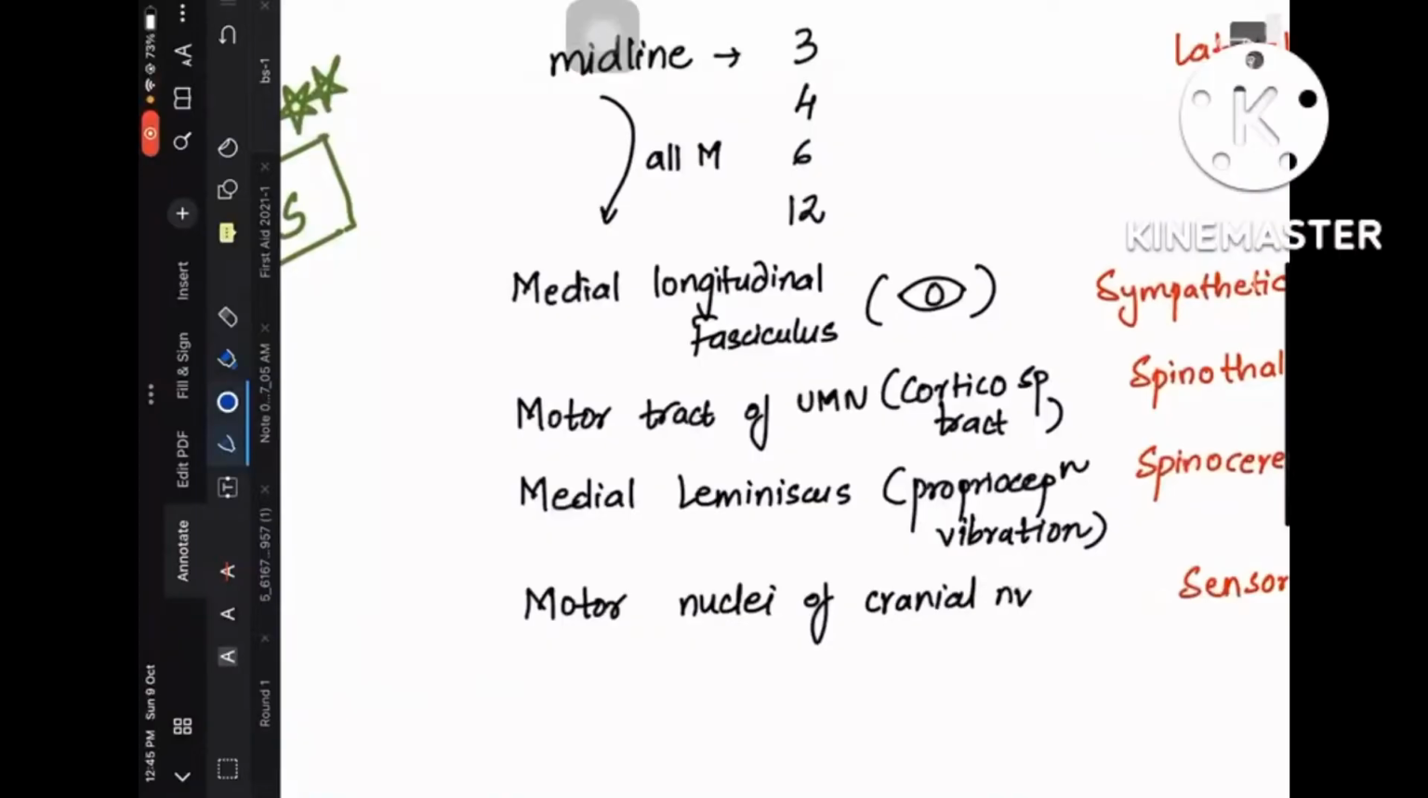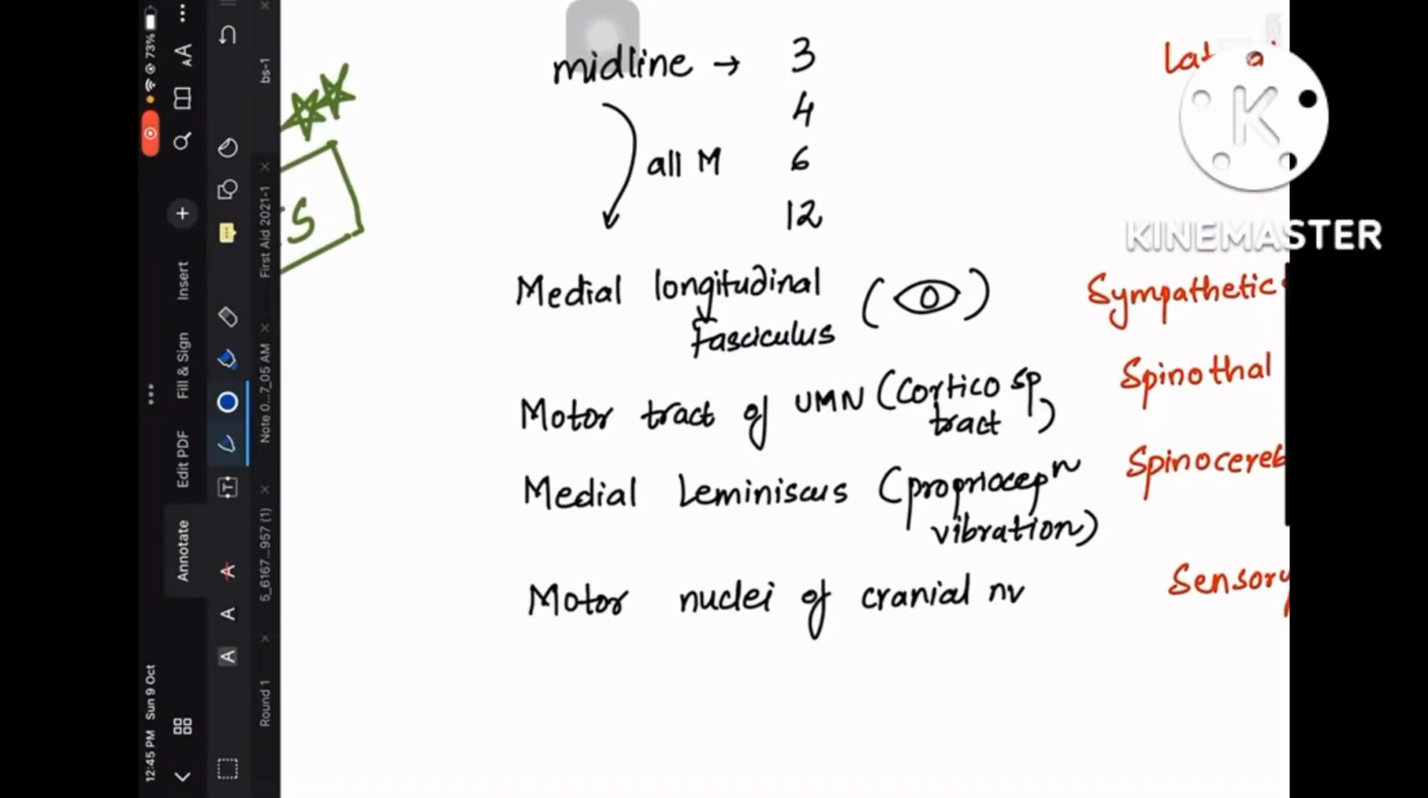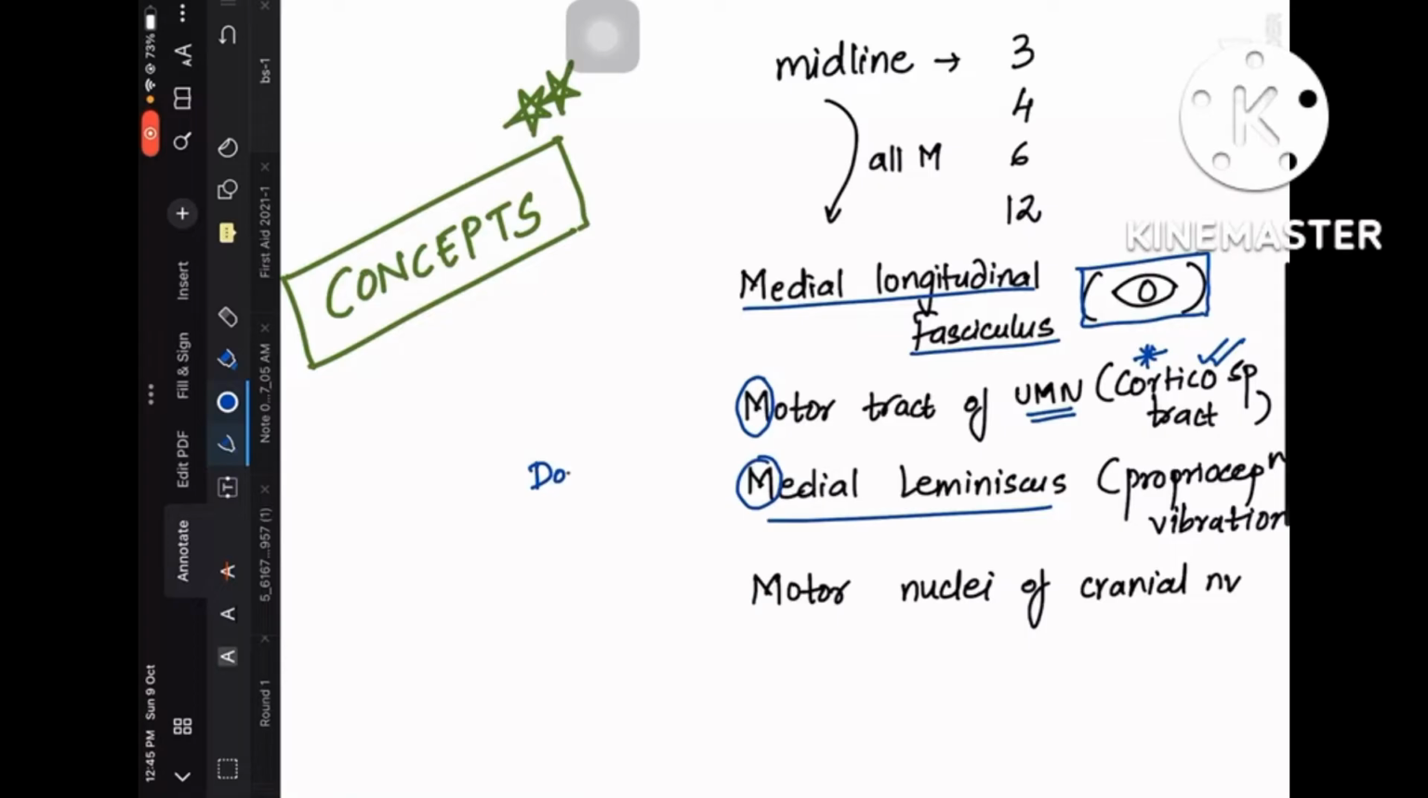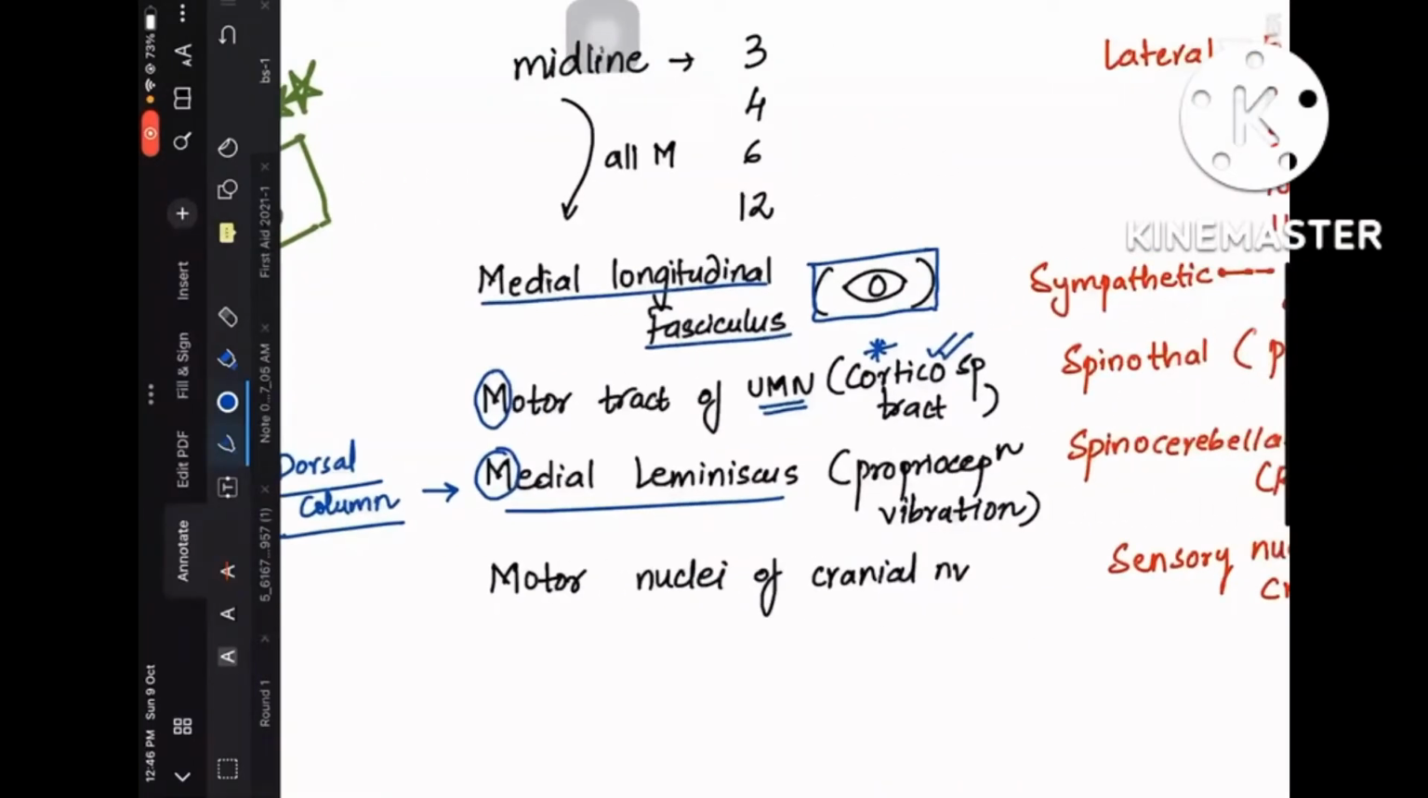See here, in the midline you have the medial longitudinal fasciculus, which is related to eye movements. Another M is the motor tract of upper motor neurons, that is the corticospinal tract, the main motor tract. Another M is the medial lemniscus, which is regarding the dorsal column. The dorsal column, when it travels up, becomes the medial lemniscus, which is related to proprioception, vibration sense and position sense too.